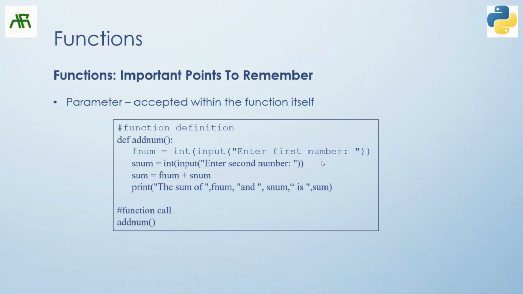So when we call the function add num, all these things are happening as defined. Anything that should happen is defined within the function. So the input for first number and input for second number are given by the user and captured within the function. The addition happens within the function, and the print to the output device is also done within the function. So all we have to do is just call the function.